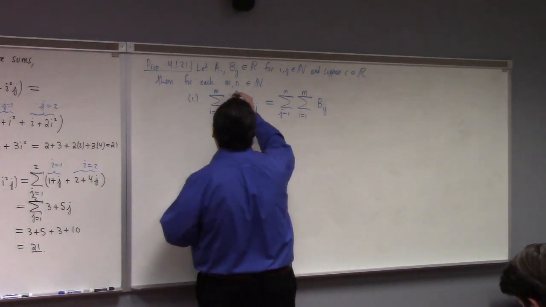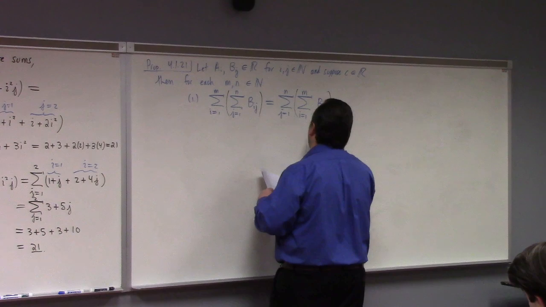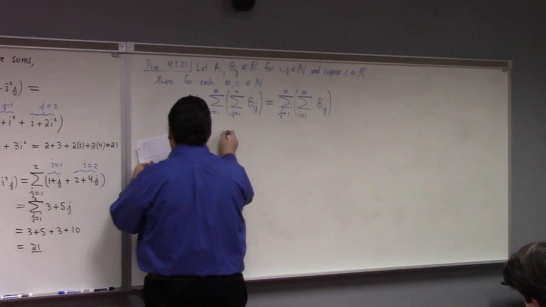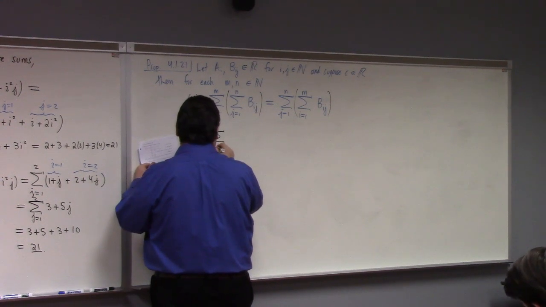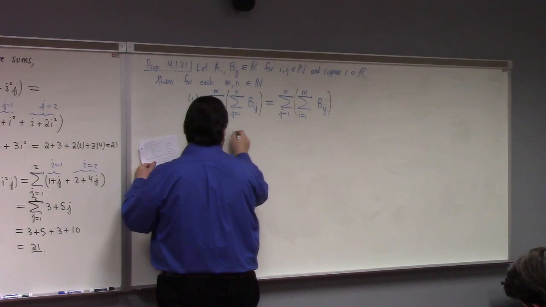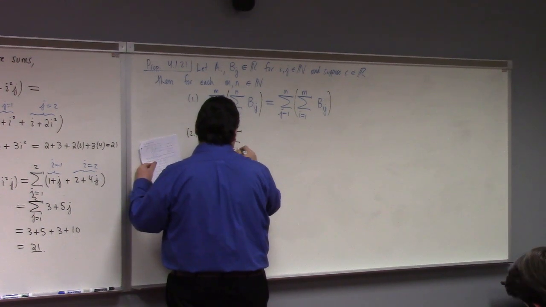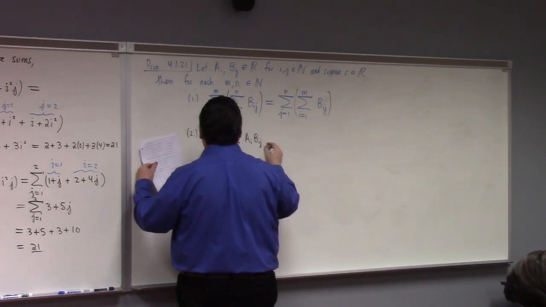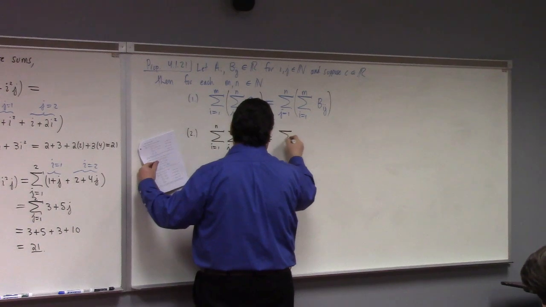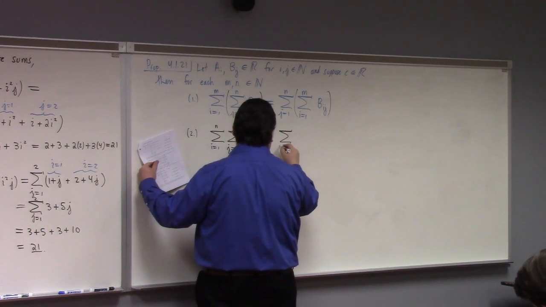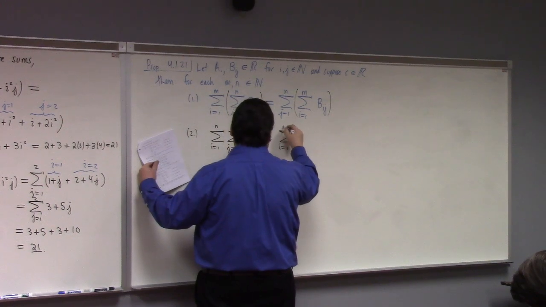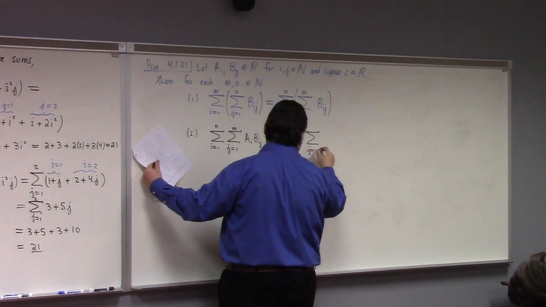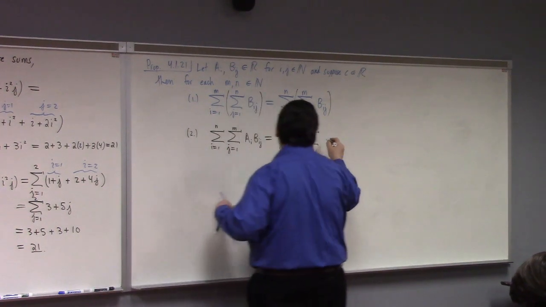And then number 2, we have that the sum i equals 1 to n, the sum j equals 1 to m of a sub i, b sub ij, is equal to the sum i equals 1 to n, a sub i, times the sum j equals 1 to m of b sub ij.